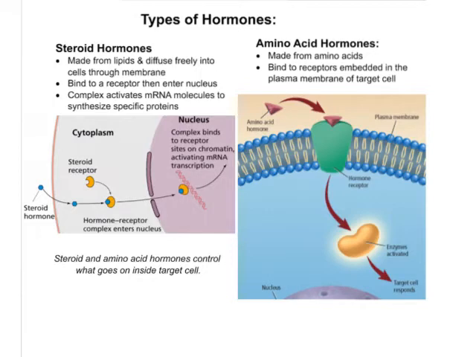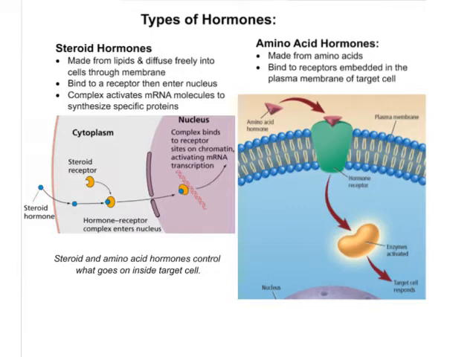Let's look at two different types of hormones, steroid hormones and amino acid hormones. And they differ in their function, and we're going to look at how they function. Steroid hormones, let's start with those. Those are made from lipids, and they diffuse freely into the cells through the cell membrane.